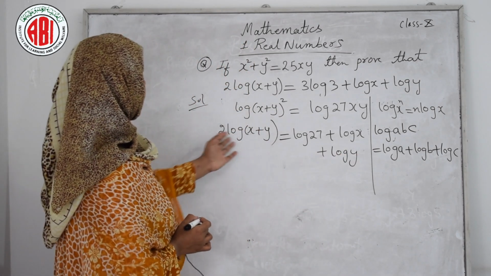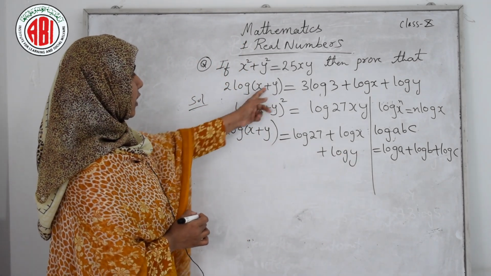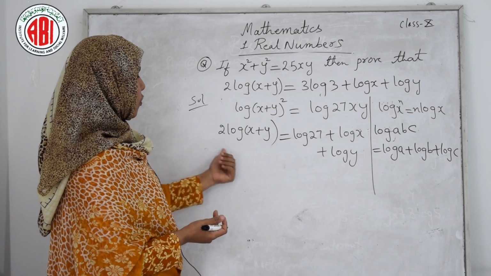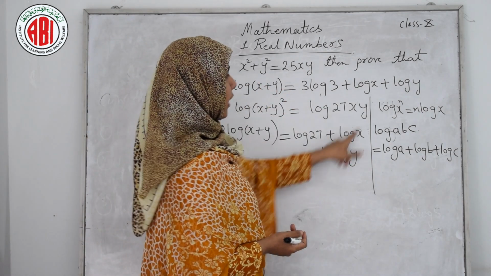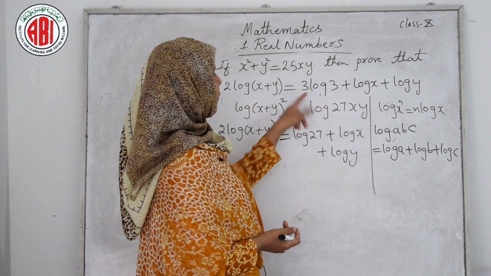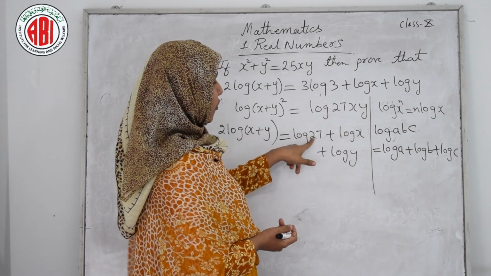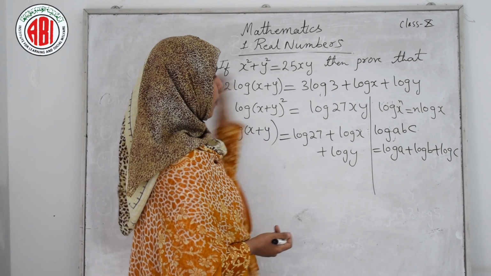So here comes it, 2 log (x plus y). We got the left hand side term 2 log (x plus y), but here we are getting log 27, and we also got log x and log y. What about this 27? We have to factorize it to get this 3 log 3 form.